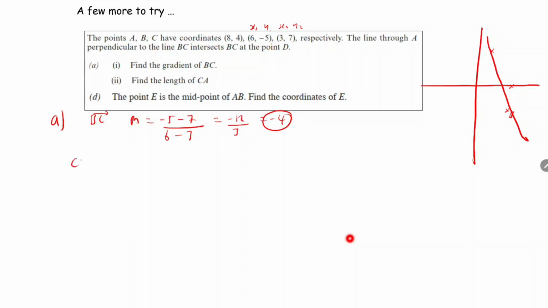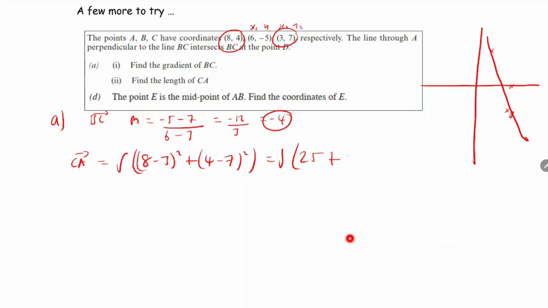The length of CA. This time we're going to use A and C. Now the root of 8 minus 3 squared plus 4 minus 7 squared, which is the root of 5 squared, which is 25, plus 4 minus 7, which is minus 3 squared, which is 9, which gives us the following, root of 34.